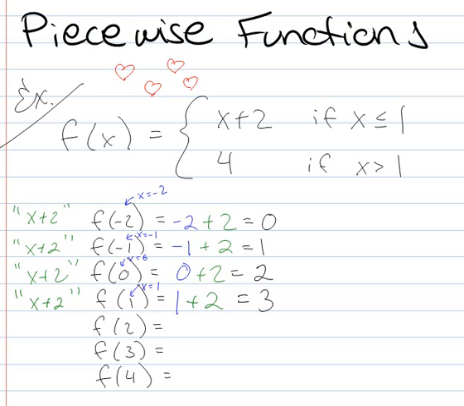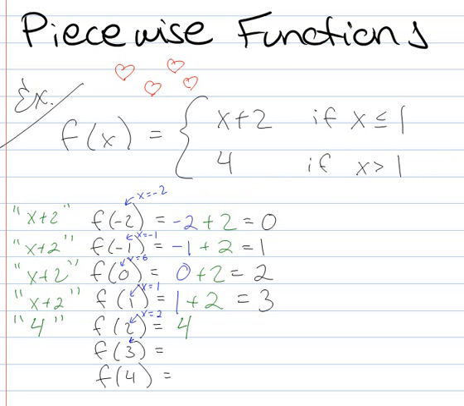Okay, so now let's look at the next one. x equals 2. Which one of these are we going to be looking at? Hopefully you say this one, because 2 is greater than 1. It's going to look a little weird, but really there's no x involved at all. The only part of this function that's anything is just 4. So when x is 2, f of 2 is going to give us 4.